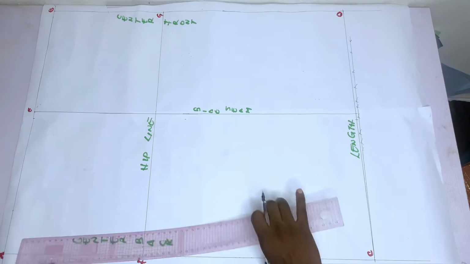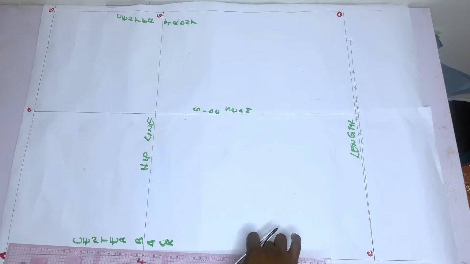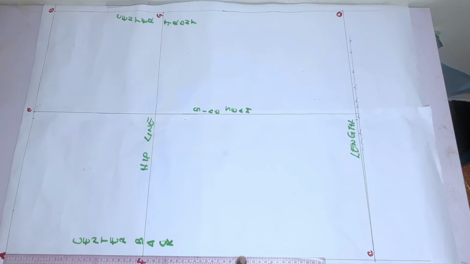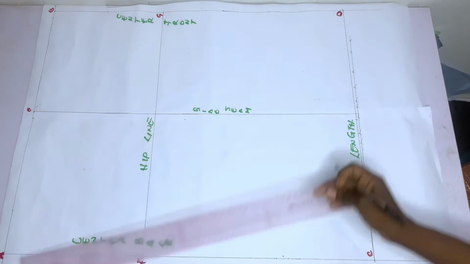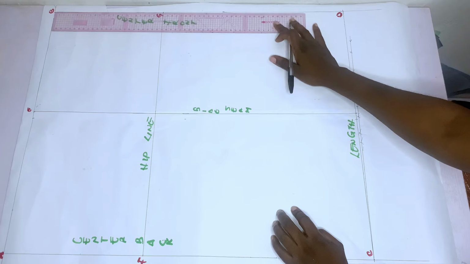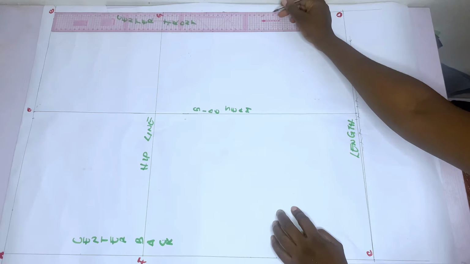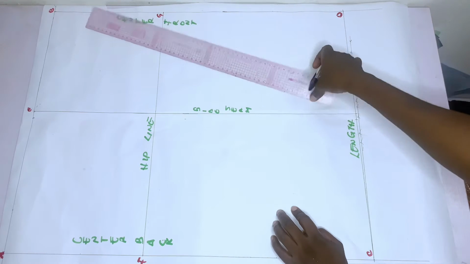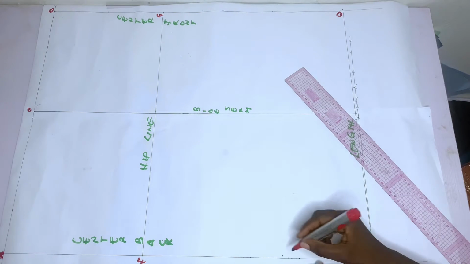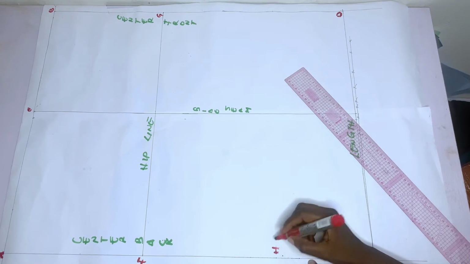Next, I'm going to mark my above knee level. Usually this measurement is taken from my natural waist to my knee level minus 20 cm. So you could either just measure up from your knee level by 20 cm, or you can just take that measurement and mark from A down to that point. So from A to H is 42 cm for me. I'm also going to transfer that same measurement from B to I, and connecting H and I will give me the line for my above knee level.